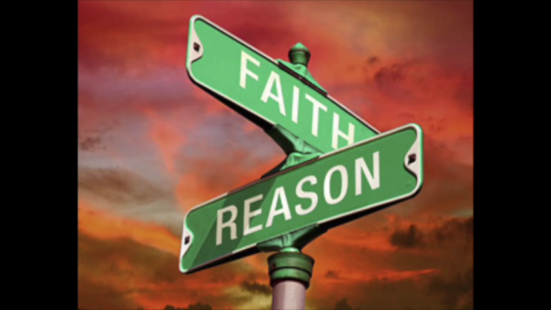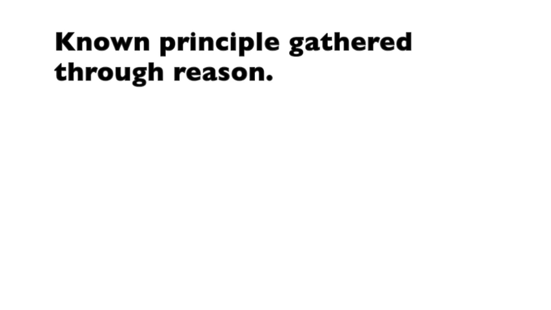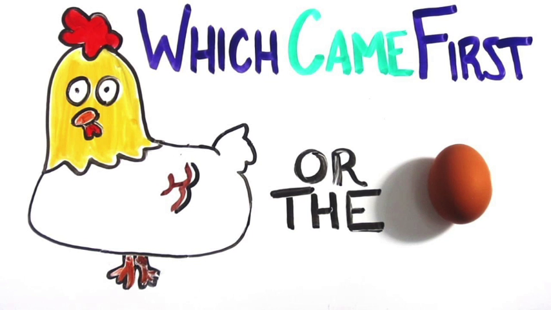Which is not to say that faith and reason are mutually exclusive. For example, a scientist may take a known scientific principle, which was gathered through reason, and use it as a springboard to have faith that other unknown principles will work in a similar way. This is a sort of chicken and the egg type relationship, in that reason can lead to faith, which can lead to reason, which can lead to faith.